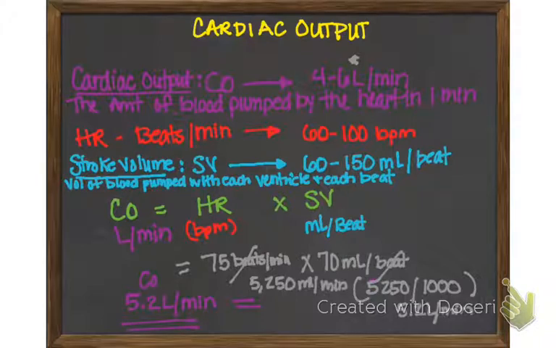Again, I just put this here for your reference. Actually, that should say 4 to 8. I had originally put it as 4 to 6, and I was wrong according to your book. So 4 to 8 is your cardiac output.